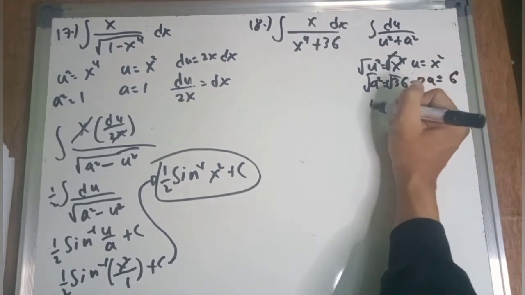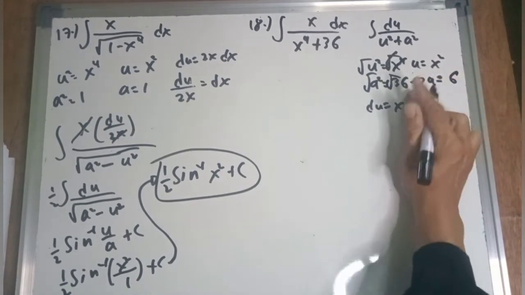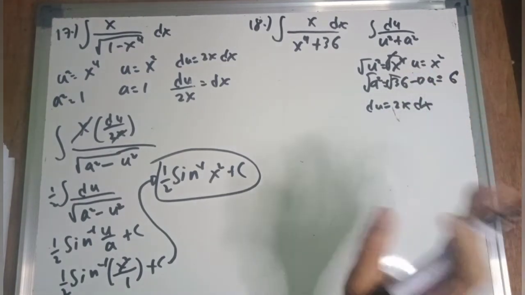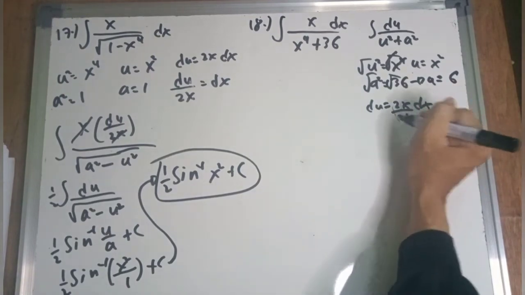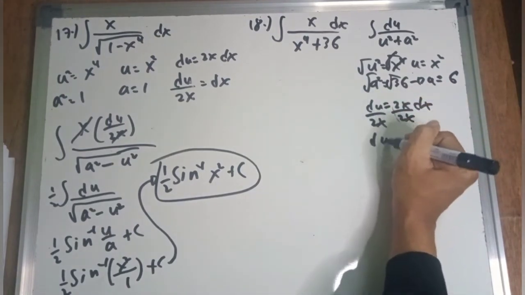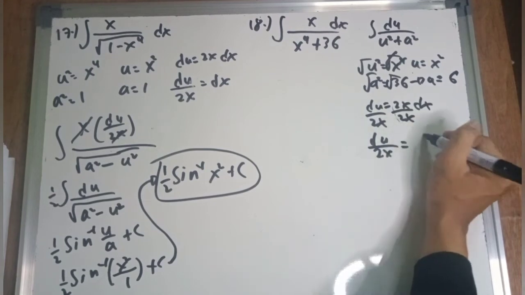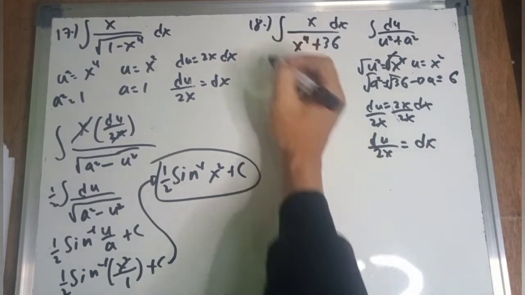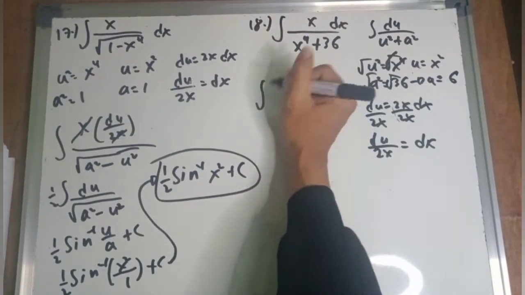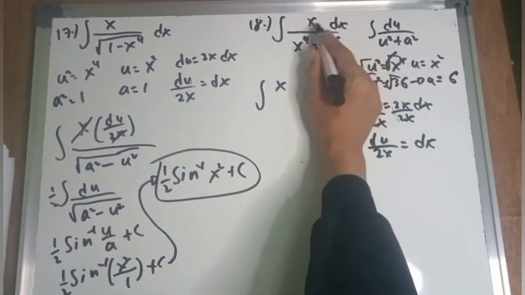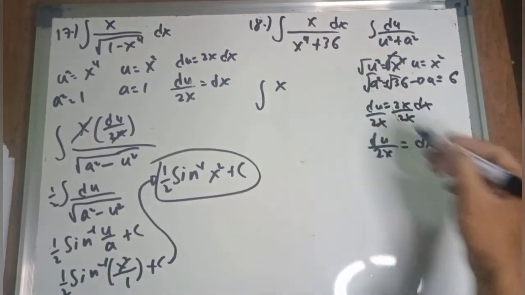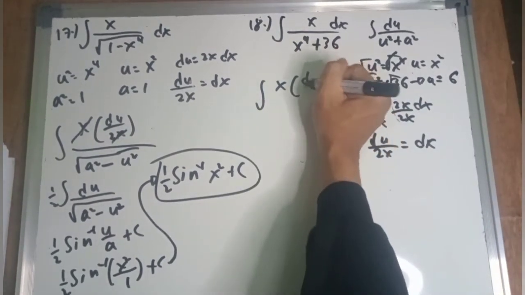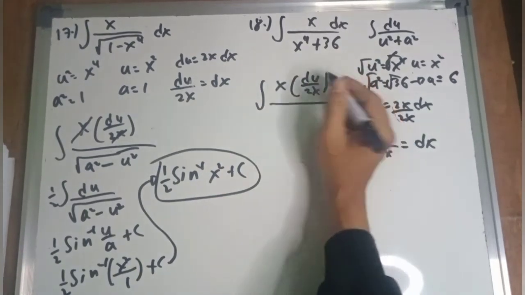So the derivative of u is du, and the derivative of x squared is what? That is 2x dx. In terms of dx, you can divide both sides by 2x, no? So du all over 2x is equivalent to dx. So the problem is the integral of x dx, so x multiplied by dx. So the value of dx is equivalent to du all over 2x. So that is du all over 2x, all over x to the 4.